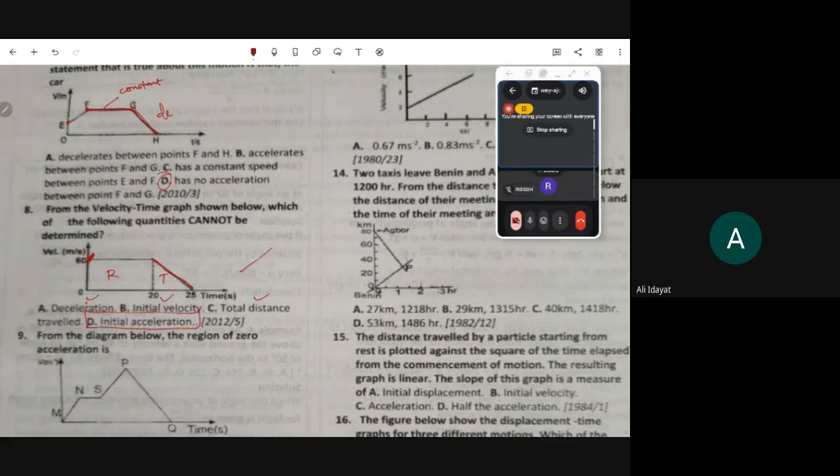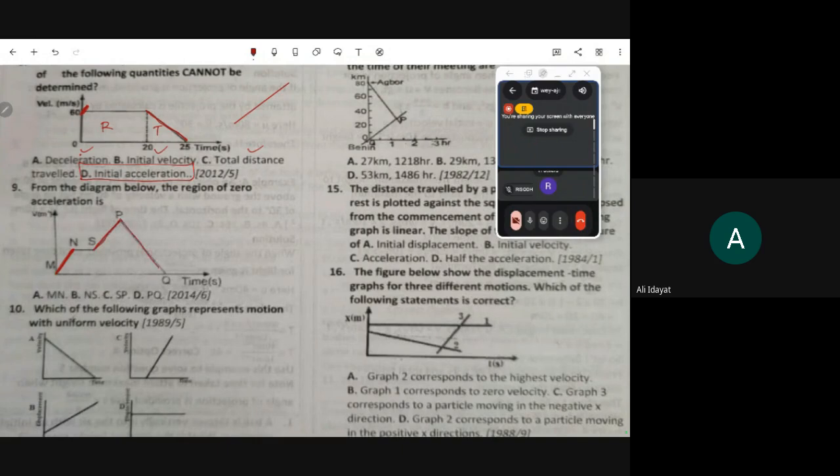Acceleration must be like this. If there's no line like this, there's no acceleration, my sisters and brothers. Is that clear? I want to know that thing that your teacher explained to you. That's what I taught you. I want to test you on that one.